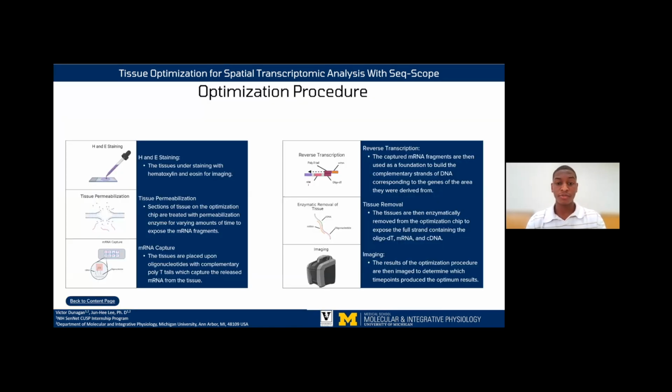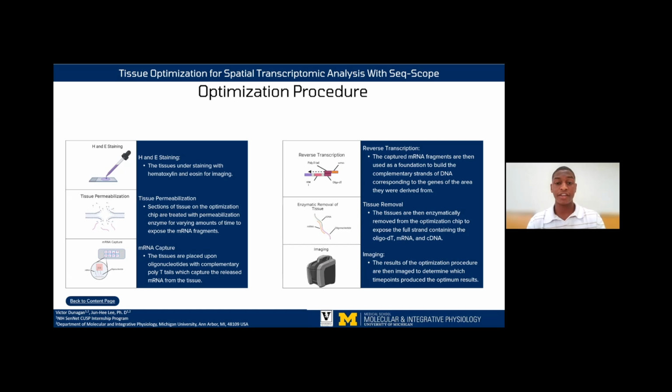So now for a little bit on the optimization procedure. I started off by cryosectioning samples and then staining these samples in order to obtain an initial reference histological image. Once I was able to obtain these sections and do the staining, I started off by permeabilizing these tissues at different time points.